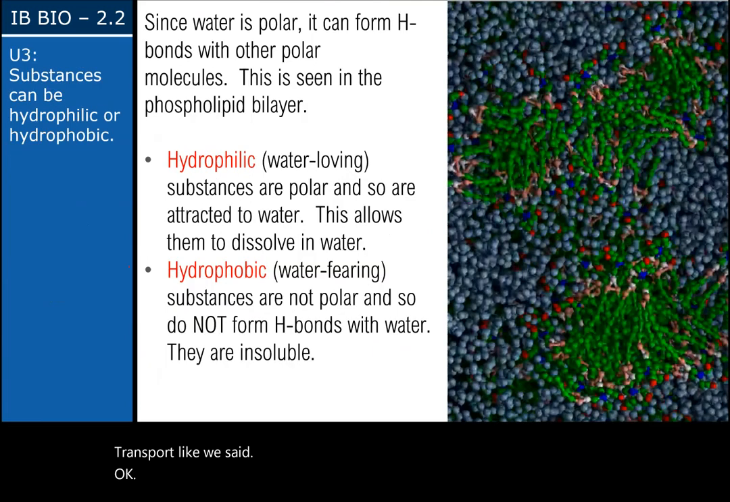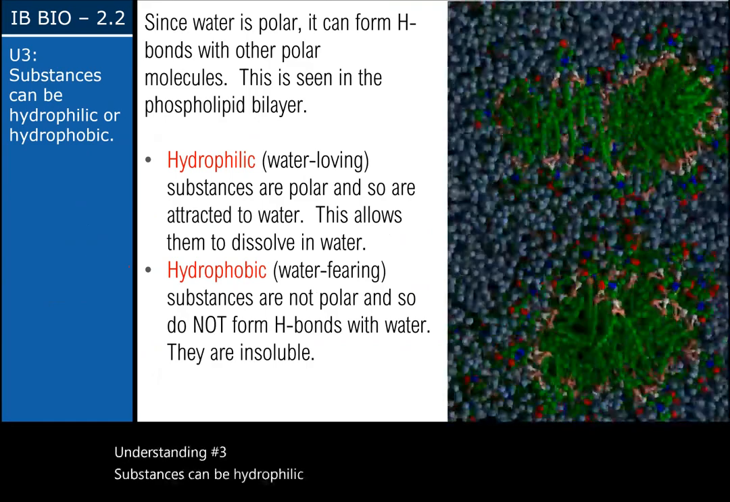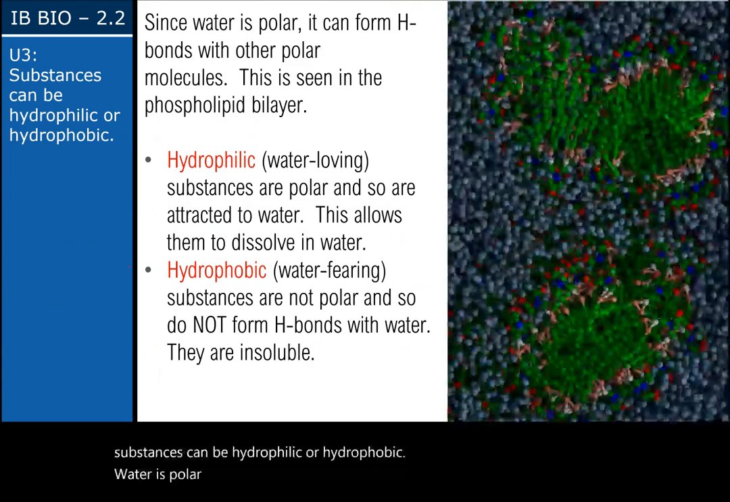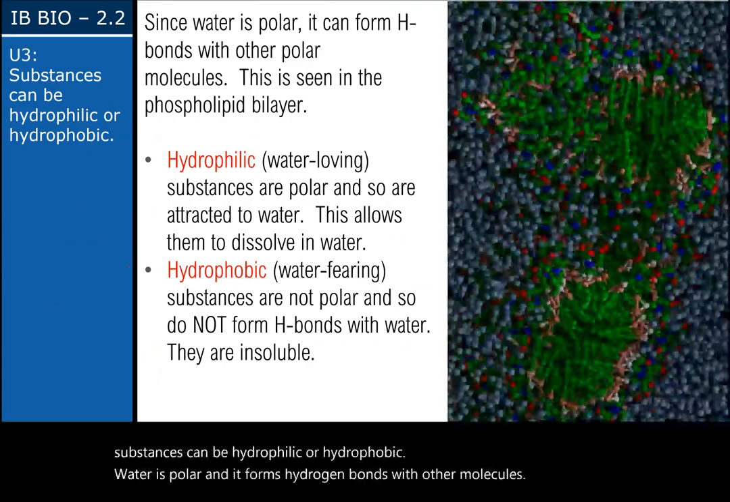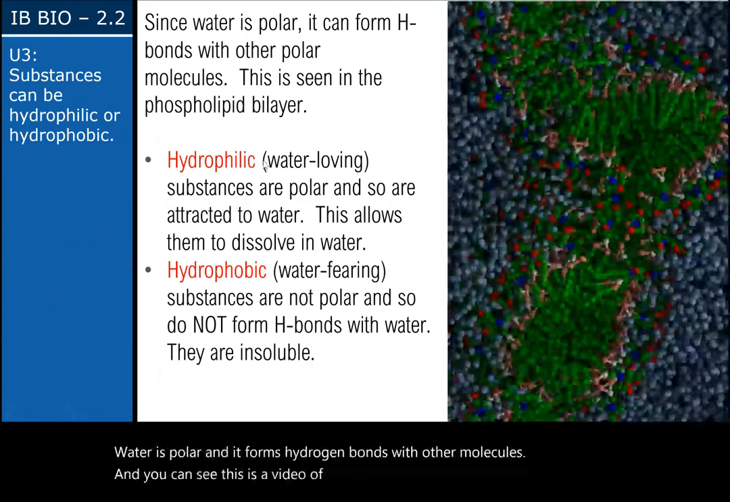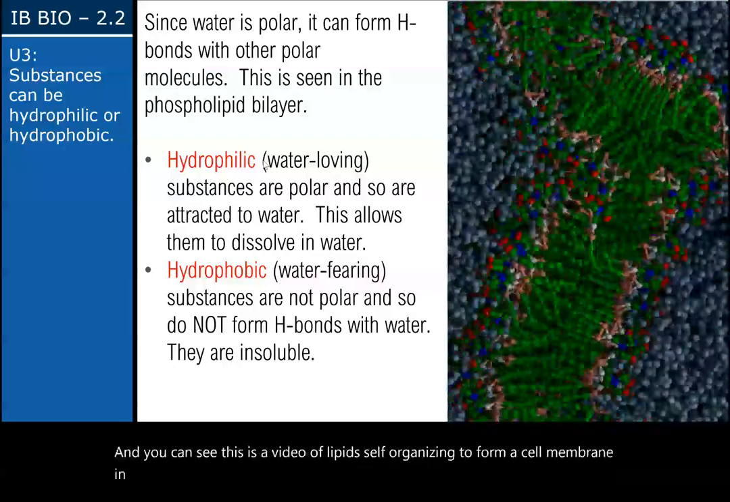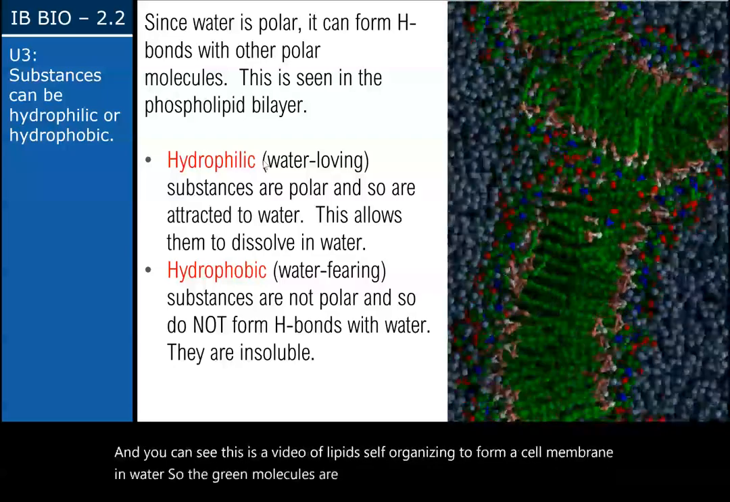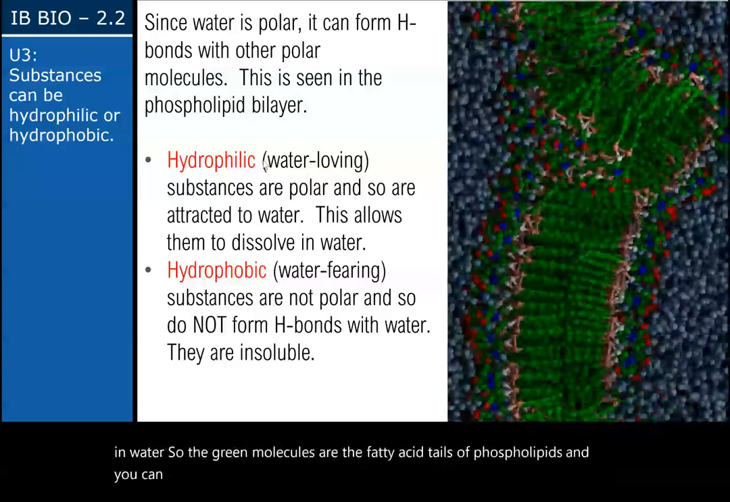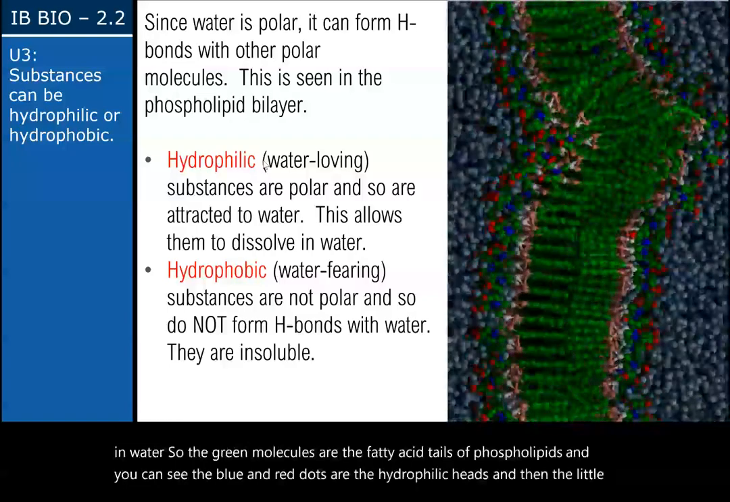Understanding number 3. Substances can be hydrophilic or hydrophobic. Remember, water is polar and it forms hydrogen bonds with other molecules. And you can see this. This is a video of lipids self organizing to form a cell membrane in water. The green molecules are the fatty acid tails of phospholipids, and the blue and red dots are the hydrophilic heads, and then the little gray molecules that you see, that's water.